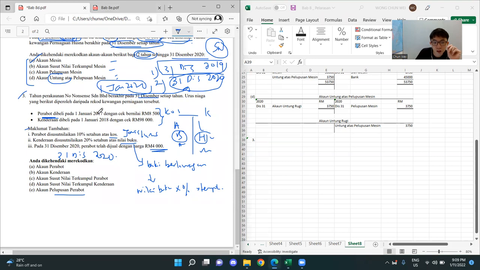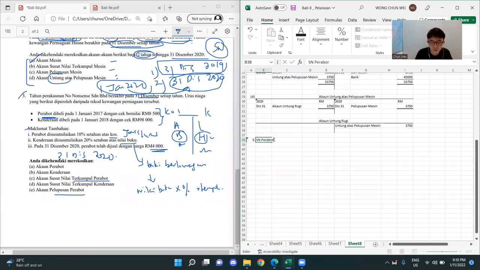Because this is from 1st January and they didn't tell us what is a susut nilai. So for us, when they want us to do S&T, perabot and kenderaan, we have to show and calculate the susut nilai, okay? So let's start from perabot first.